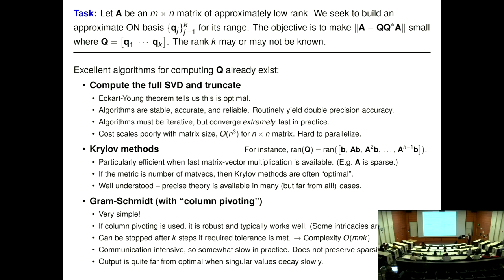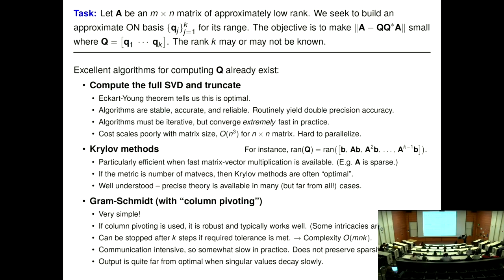Another standard technique, for large sparse matrices or other matrices where you have a fast matrix-vector multiply, is to use some sort of Krylov method. You take a starting vector, look at the space obtained by applying powers of A to that vector, and then look for your basis in that space. And that's often optimal.